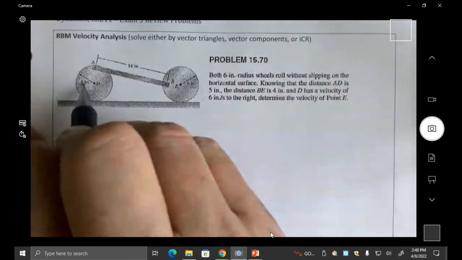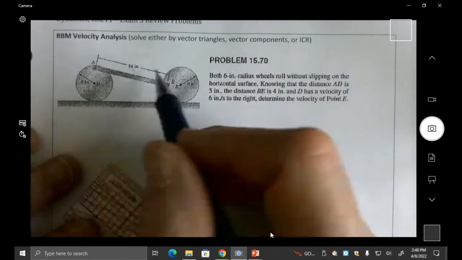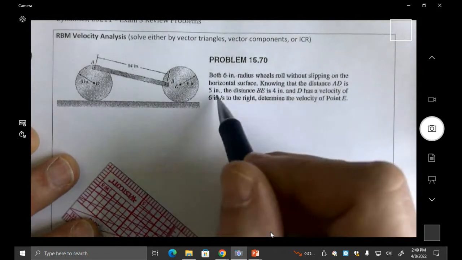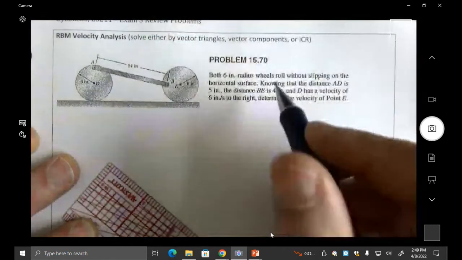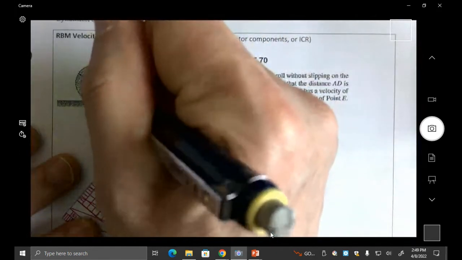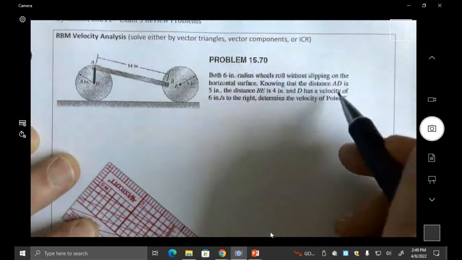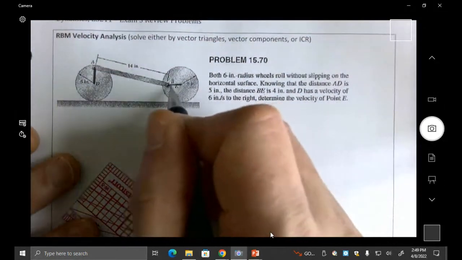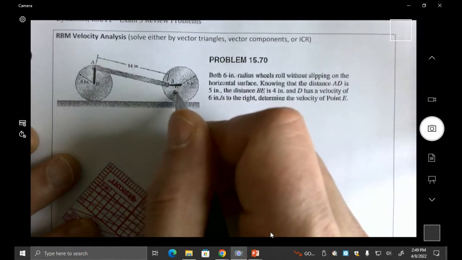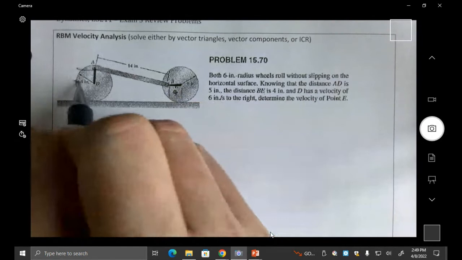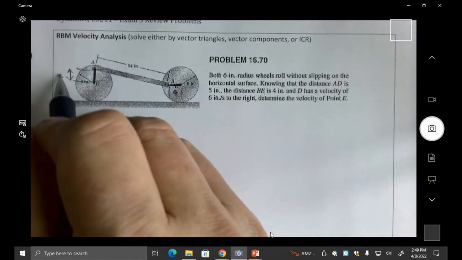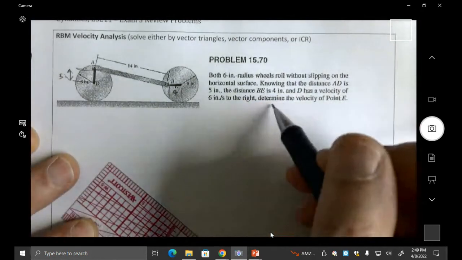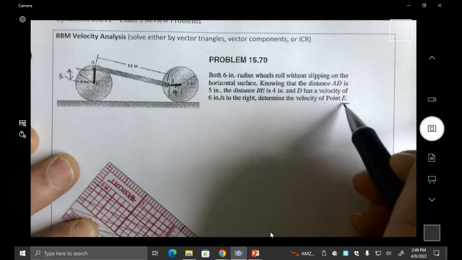We'll see that this thing is 6 inches. That's 14 inches. That looks like it's also 6 inches. Knowing that the distance AD is 5 inches. And the distance BE is 4 inches right there. So that's 4 inches from there to there, and this is 5 inches. Could make you think that it's 6 inches, but of course it's inside the rim. Determine the velocity of point E, right?